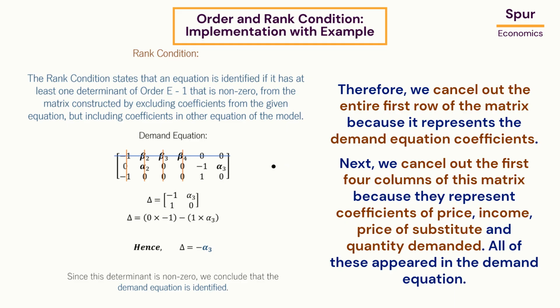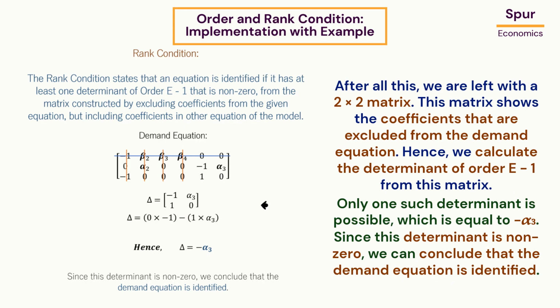Next, we cancel out the first four columns of this matrix because they represent coefficients of price, income, price of substitute, and quantity demanded. All of these appeared in the demand equation. After all this, we are left with a 2 by 2 matrix. This matrix shows the coefficients that are excluded from the demand equation. Hence, we calculate the determinant of order e-1 from this matrix. Only one such determinant is possible, which is equal to -alpha3. Since this determinant is non-zero, we can conclude that the demand equation is identified.